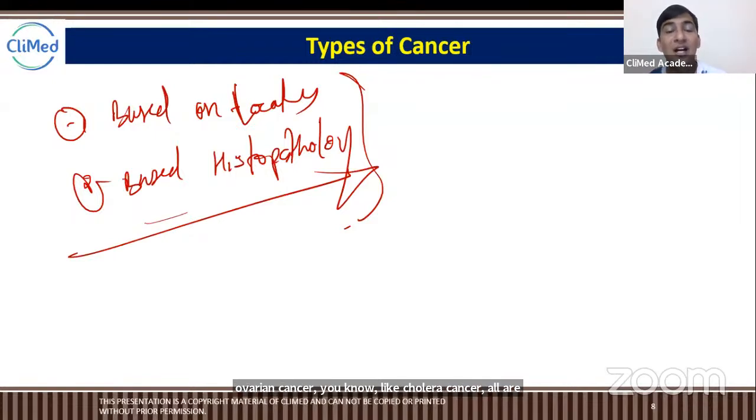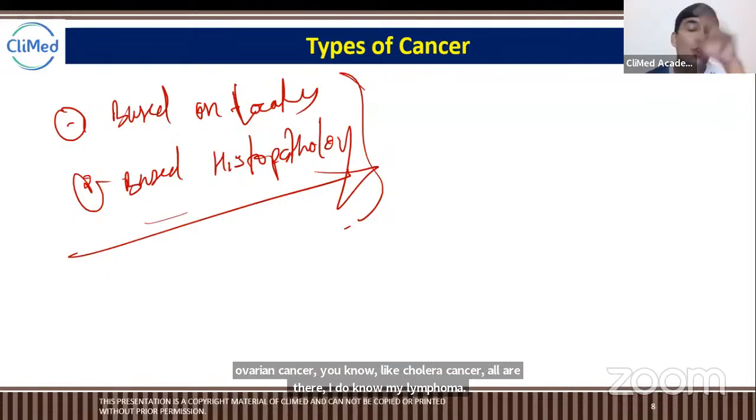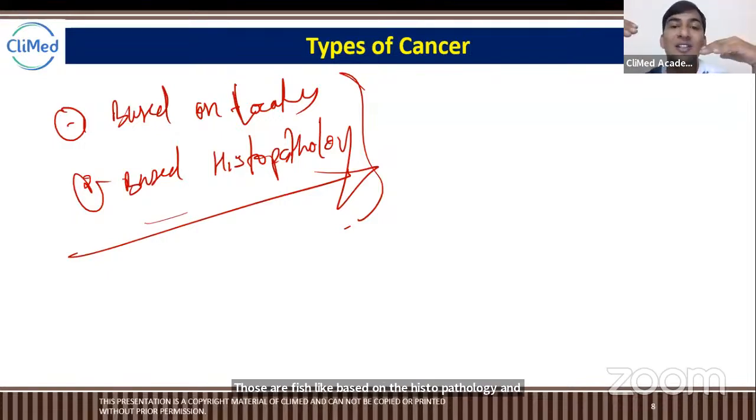Adenoma, lymphoma, those are based on the histopathology. And like benign cancer and severely developed cancer. So multiple types of cancers are there. You guys can read. Yeah, we will be talking about all those, right?